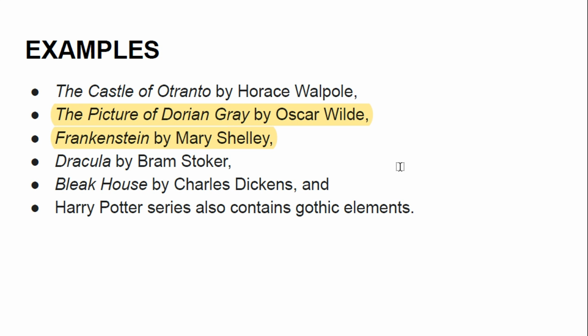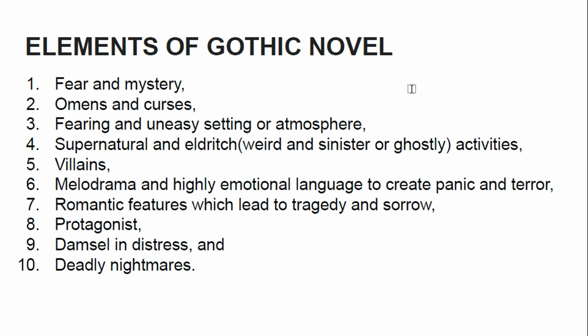Moving towards the elements of Gothic novels, first is fear and mystery. These are the captivating features of Gothic literature which bring suspense and fear to the story. Then come omens and curses, which work as foreshadowing that these things will happen to the characters in any case. Then comes a fearing, uneasy setting or atmosphere, given to the story to bring uncertain and threatening feelings to the readers or audience. So it is important to create a fearing setting for the novel.